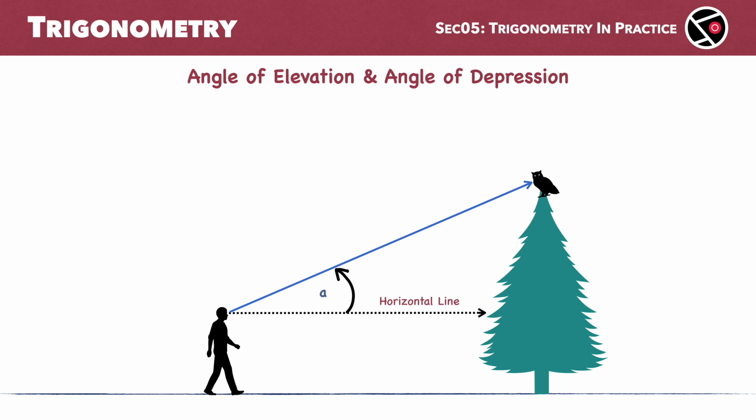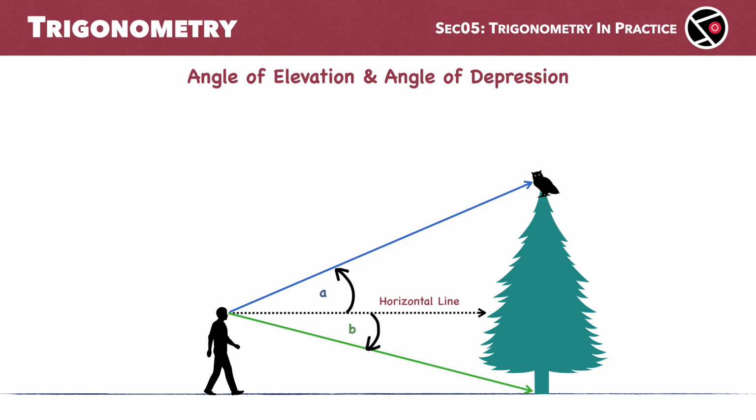Now if your eyes move downward from the bird to the base of the tree, the angle between the horizontal and this new line of sight is called the angle of depression. Let's call this angle B. Remember, the horizontal line is always the reference for both elevation and depression. And this horizontal line is unique for each point of observation. In this case, your eye level is the point of observation.